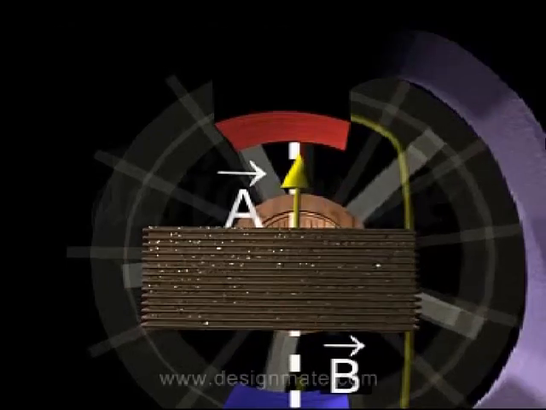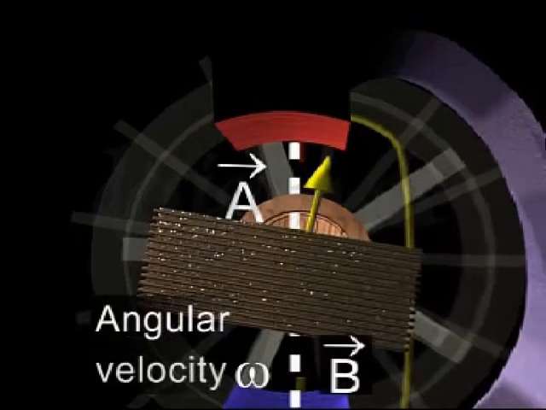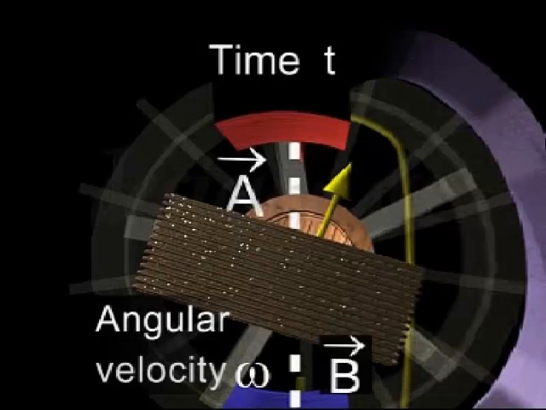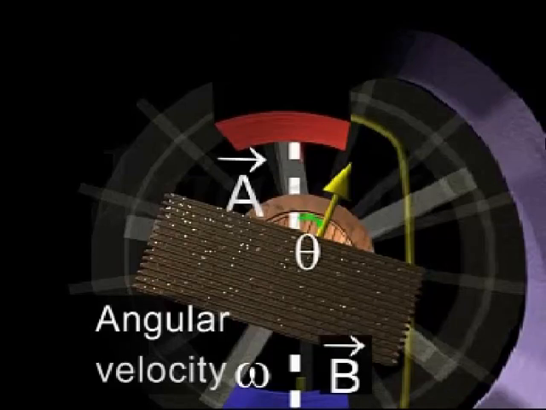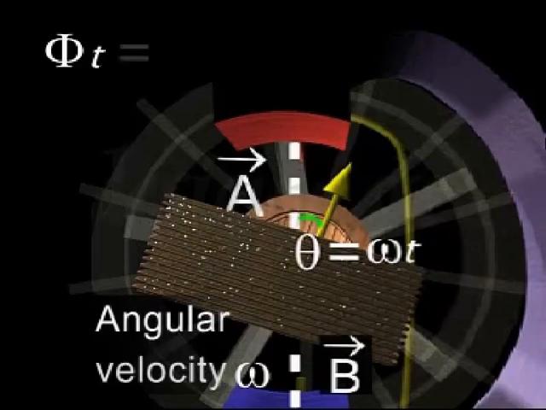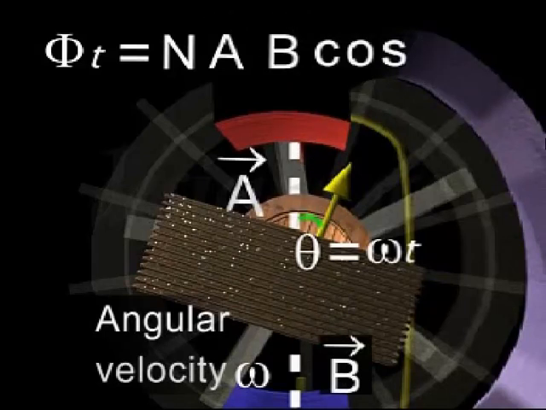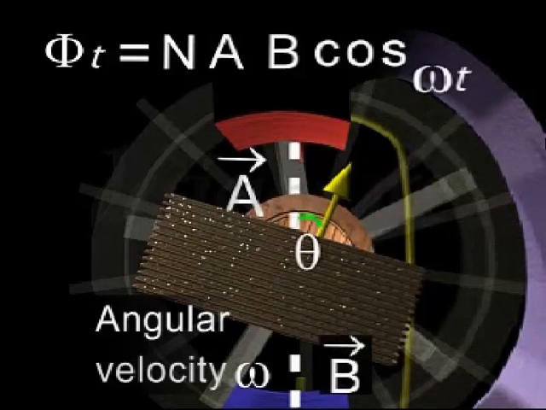The coil is rotating with an angular velocity omega. Let it come to a position such that at time t, the area vector A makes an angle theta with the vector B. Clearly, theta is equal to omega t. Therefore, the flux linked with the coil at time t will be phi t equal to NAB cos omega t.